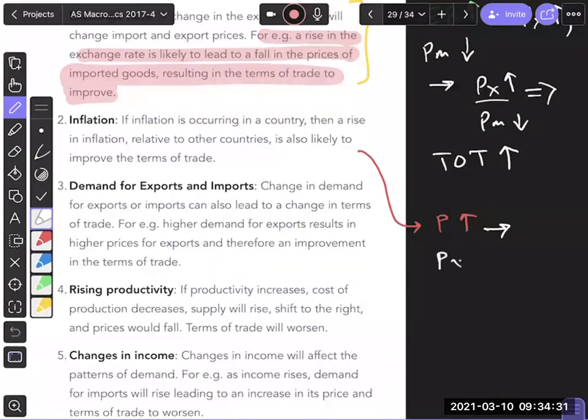I would say exports are becoming expensive and imports are becoming relatively cheaper. Isn't that true? But let's say exports are becoming expensive. What will happen to your terms of trade? Terms of trade will be PX over PM. PX will go up and the terms of trade will go up again. Does that make sense?